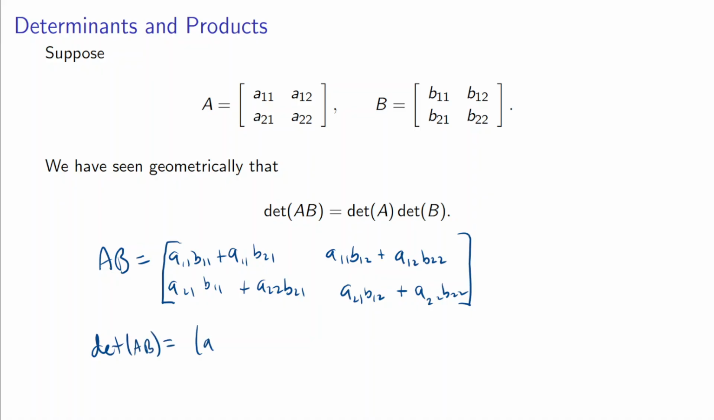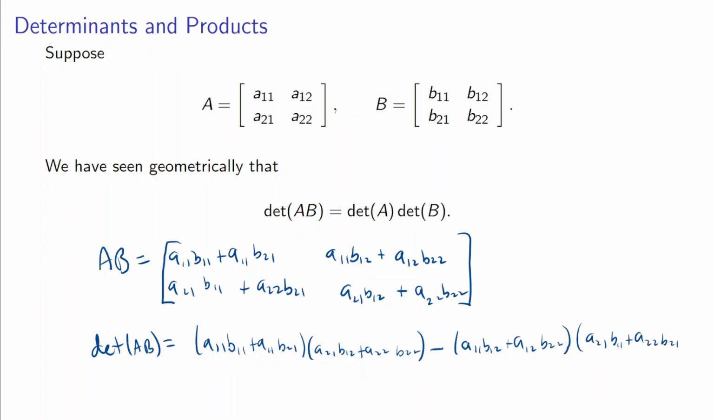Okay. And so the determinant of AB is going to be AD minus BC, multiplying the components in the correct way to get the determinant. So (A11 B11 plus A12 B21) times (A21 B12 plus A22 B22) minus (A11 B12 plus A12 B22) times (A21 B11 plus A22 B21). So that's the determinant of AB.